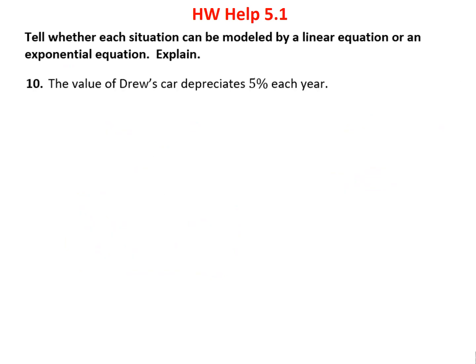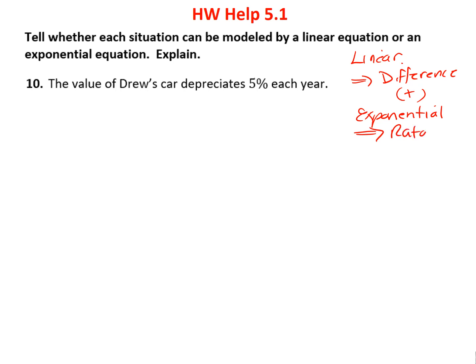Problem 10, once again, we're trying to determine, is this linear, which implies a common difference. In other words, it goes up by the same amount each time. Or is it exponential, where we're looking at a common ratio, or it's being multiplied by a number each time. This says that Drew's car depreciates 5% each year. Now, I may have to use an example to show you how this might work.